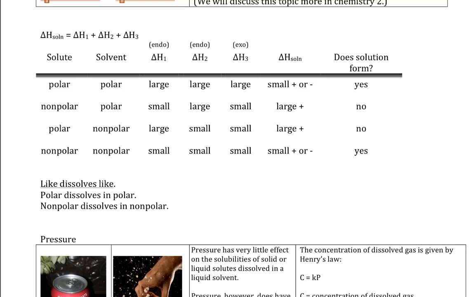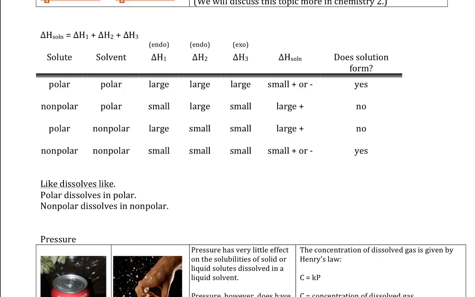But when they mix together, both being polar, that's favorable, they like each other, and they will give off a lot of energy. So delta H3 can compensate for the delta H1 and delta H2. And so delta H of the solution is a small positive number. Well, it's a small positive, or maybe it's even a large negative. If negative, large or small, that will happen. If positive but small, then the dissolving will happen. So yes, a solution would form.